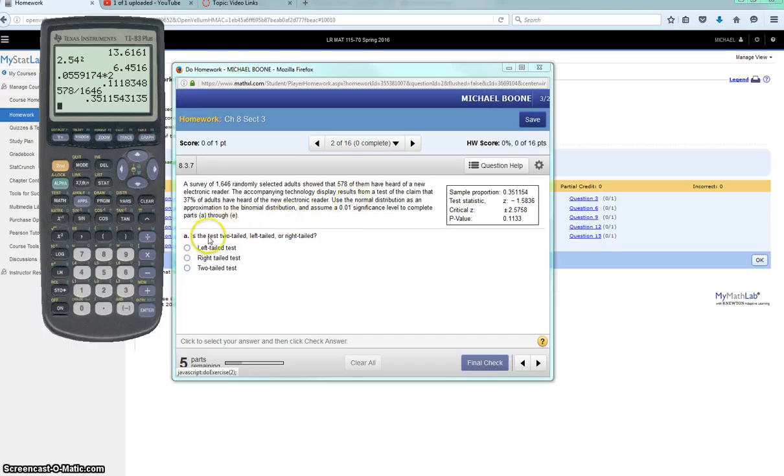So on this one, is it left-tailed, two-tailed, or right-tailed? Now, the accompanying technology display results are from a test of a claim that 37% of adults have heard of the new electronic reader. If it was more than that, that would be great. If it was less than that, that would be a bummer because they're trying to get their information out.